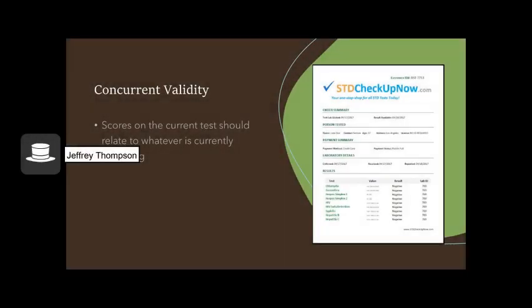So concurrent validity shows something that is happening right now, right? So think of an STD or an STI check, right? You're trying to see if you currently have an STD or an STI. You're not trying to predict whether you'll get one in the future. No one knows. But also be very careful because in 2 months you will get chlamydia. But an STD check, you're checking to see if you currently have the thing.